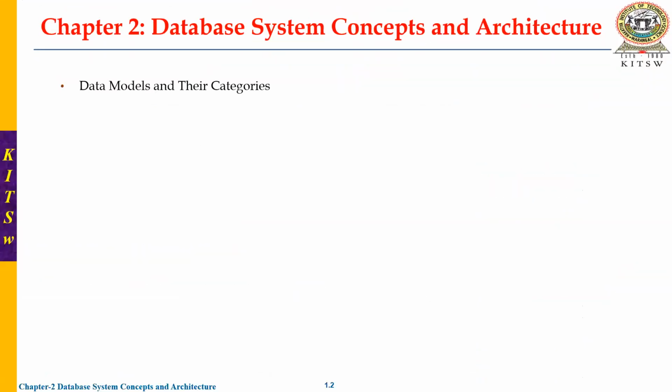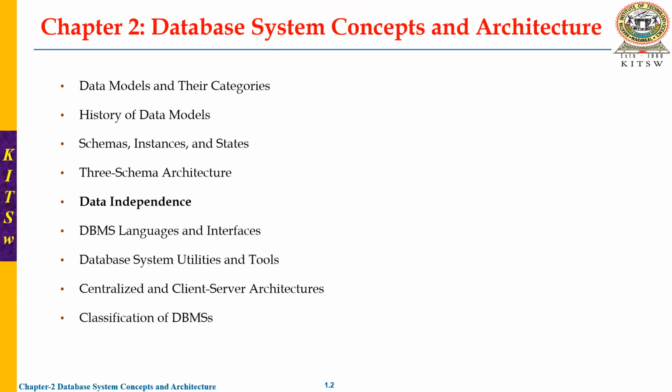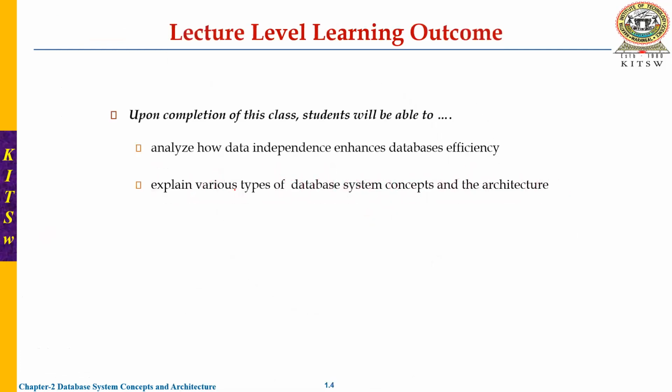In this lecture video, we are going to discuss data models and their categories. Especially, we are focusing on data independence, and these are the concepts of this chapter. In this chapter, you are going to learn data independence. Lecture 11 outcome: analyze how data independence enhances database efficiency. And we are also going to explain various types of database systems, concepts, and their architecture.